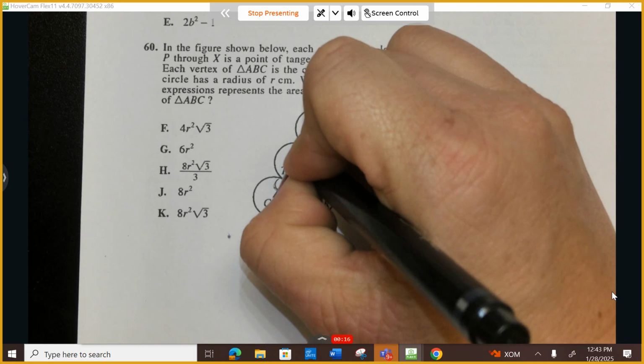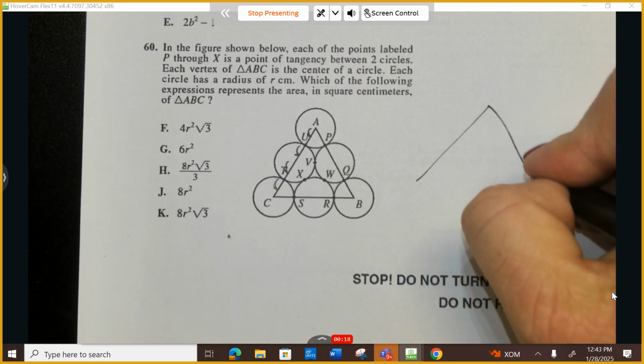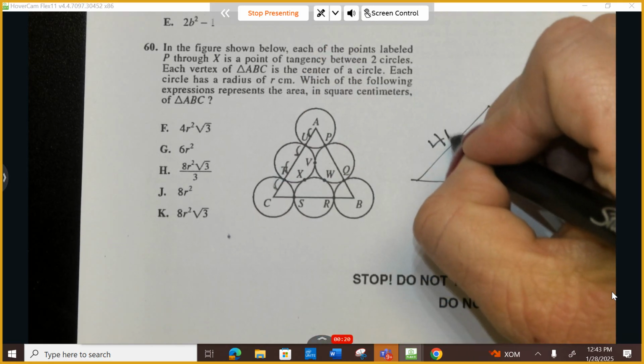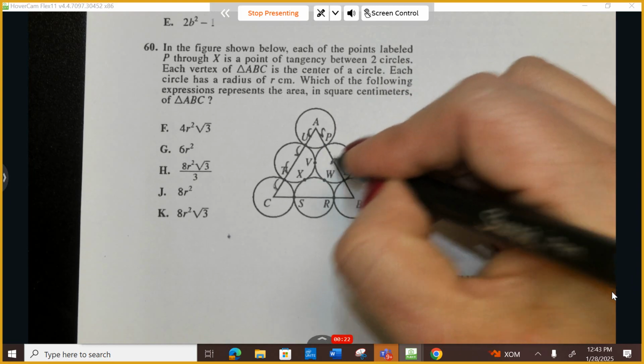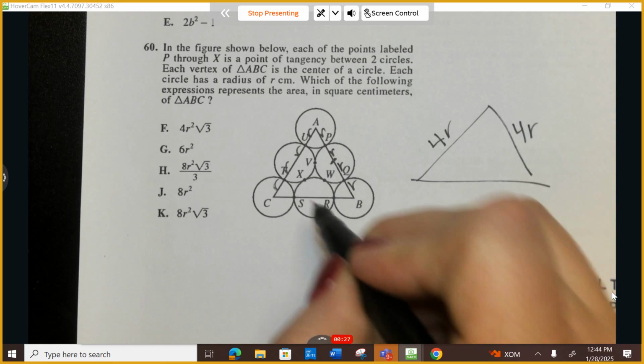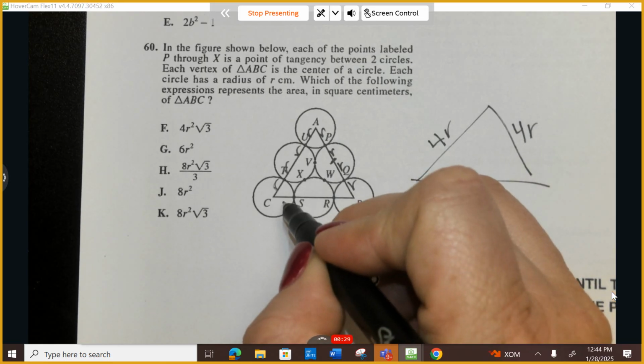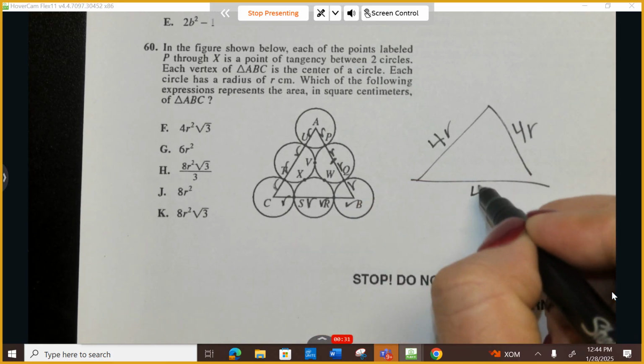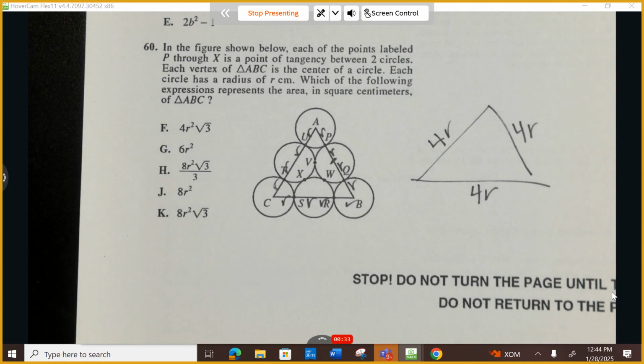We have r, r, r, and r. So there's 4 r's here. That's an expression for this length. And then here's an r. Remember that diameter is 2 radius, so r, r, and r. So it's looking like this is an equilateral triangle. r, r, r, and r. This is 4r. Can I get a thumbs up or thumbs down if you understand that so far?